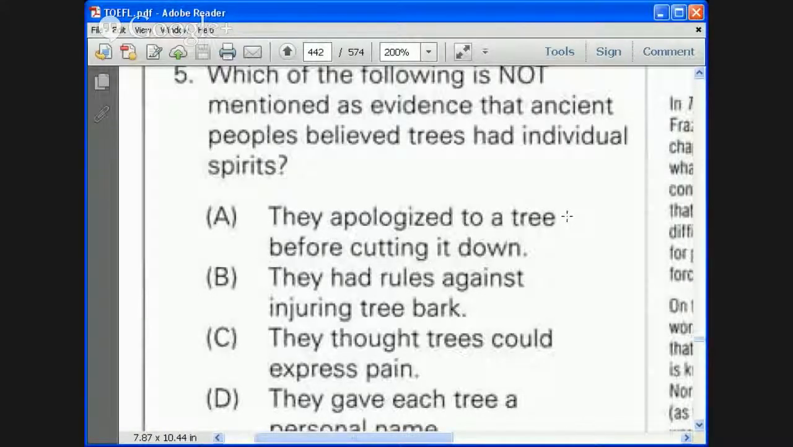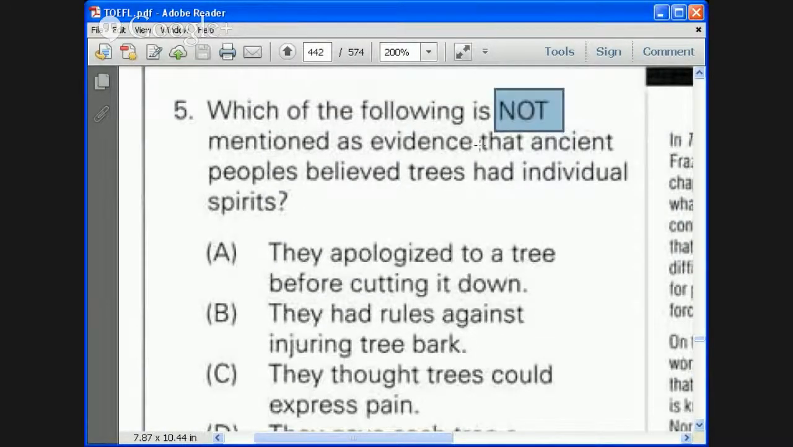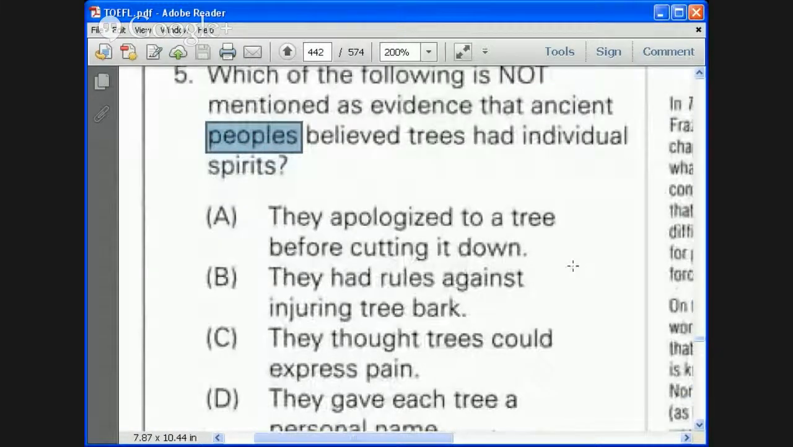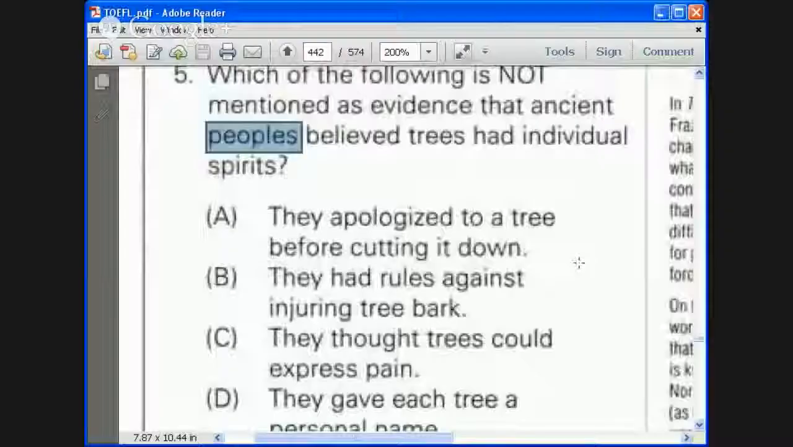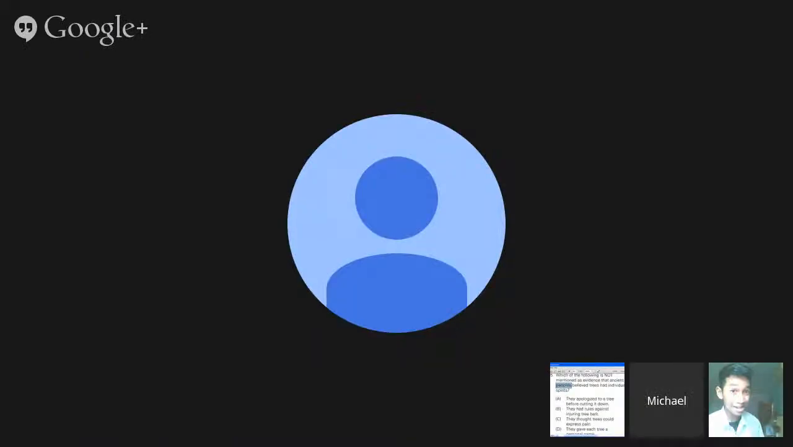Okay, Michael, which of the following is not mentioned as evidence that ancient peoples believed trees had individual spirits? So this is from the whole text, unfortunately. Which is not mentioned? They apologized to a tree before cutting it down. They had rules against injuring tree bark. They thought trees could express pain. They gave each tree a personal name.